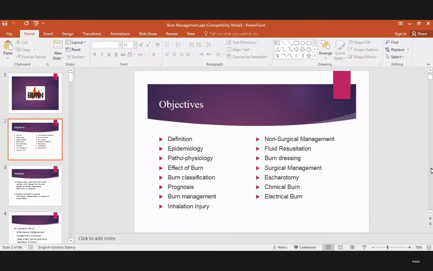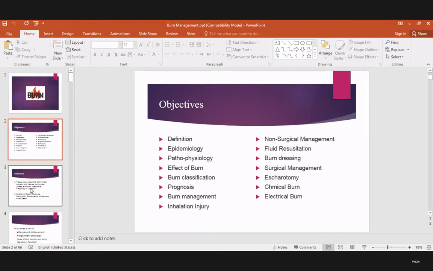How we'll manage it, the burns having specific features like burns having inhalational injury, how we identify and how we manage it. Then in burn injuries, how we do the non-surgical management of the patient, like taking care of the fluid resuscitation, taking care of the nutrition, taking care of the general well-being of the patient, and then specific to the wound, the burn wounds.